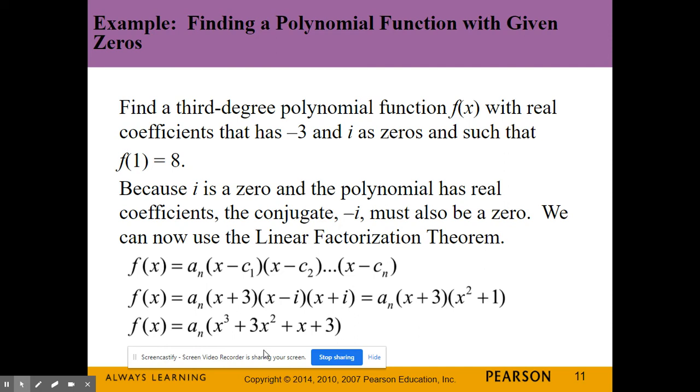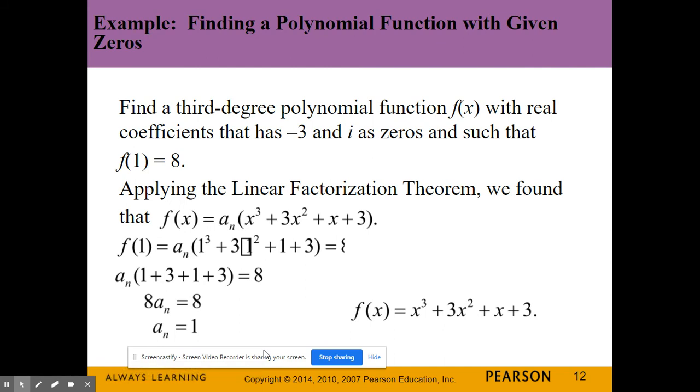If you FOIL together x minus i and x plus i, that's how you get x squared plus 1. If you FOIL together x plus 3 and x squared plus 1, that's how you get x cubed plus 3x squared plus x plus 3. We still don't know what a sub n is, but that's where this fact is going to come into play. If f of 1 is equal to 8, that means we can substitute 1 in for x and 8 in for the y and solve for a sub n. And that's what we're going to see on the next slide. So we're substituting 1 in for x, and we're setting it equal to 8.